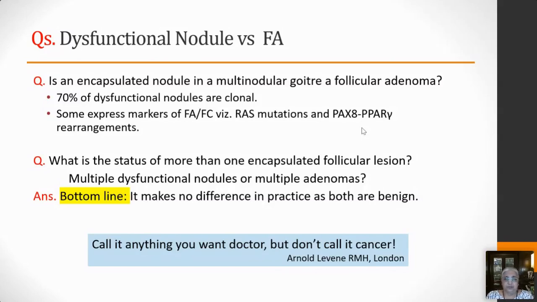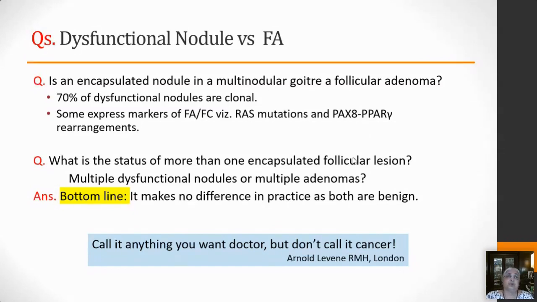It just makes no difference in practice, as both are benign. And I had a mentor when I was at the Royal Marsden Hospital, and he would tell you, call it anything you want, doctor, but don't call it cancer. And that, I think, is the message over here. We don't need to fret over dysfunctional nodules versus follicular adenomas.